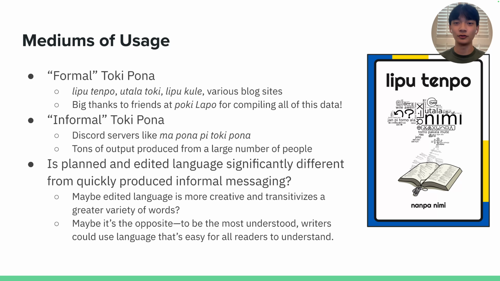Second is informal Toki Pona, which is more conversational. So that's Discord servers like Masin pi Toki Pona, where there's tons of output produced from a large number of people. And like given these two mediums, we can make a few hypotheses, right? Maybe planned and edited language is like more creative and people decide to transitivize a greater variety of words. Or maybe it's the opposite, right? Maybe to be the most understood, writers might use language or words that are easy for all readers to understand. So that's the kind of stuff that I'm looking at in this.